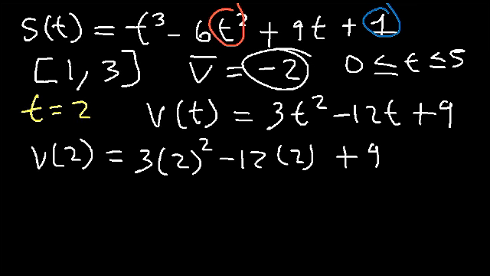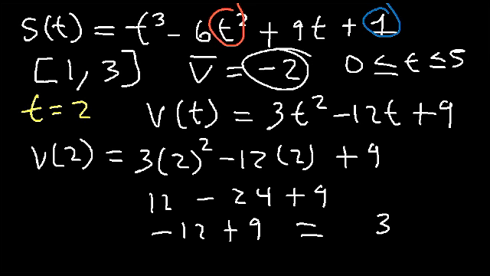2 squared is 4 times 3, that's 12. 12 times 2 is 24. 12 minus 24 is negative 12. If you add 9 to it, then you'll get negative 3. So this is the instantaneous velocity at t equals 2, and it's negative 3. So let's not forget that negative sign.